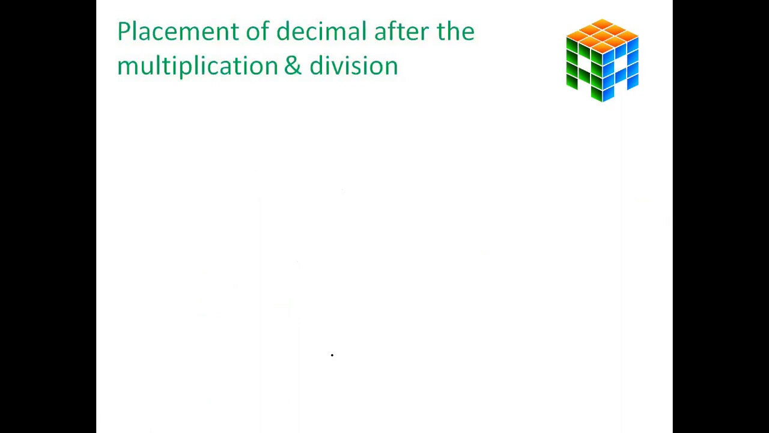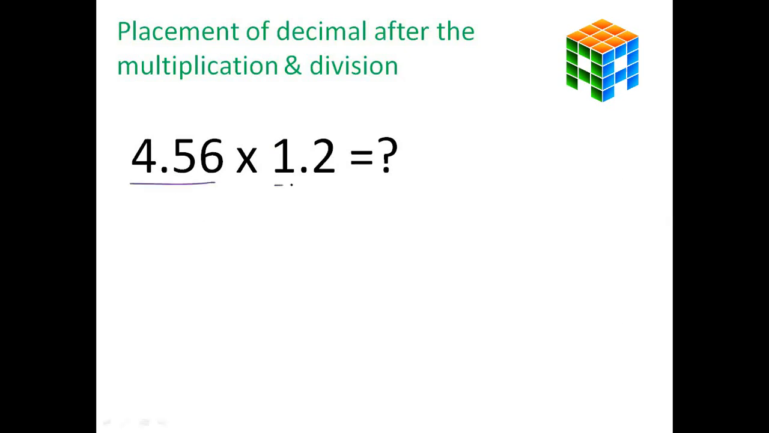Now, I will tell where we should place the decimal after multiplication and division. This is a shortcut video, so I will not multiply these numbers fully. I will just tell you where we should place the decimal. When you want to multiply 4.56 by 1.2, just multiply the numbers 456 and 12. Forget about the decimal, just multiply as usual. Then you will get this answer, 5472.